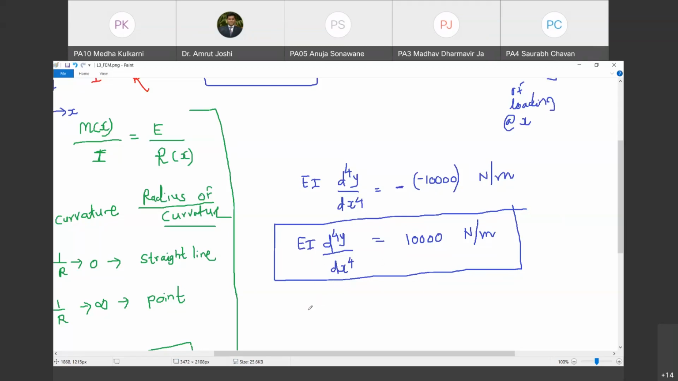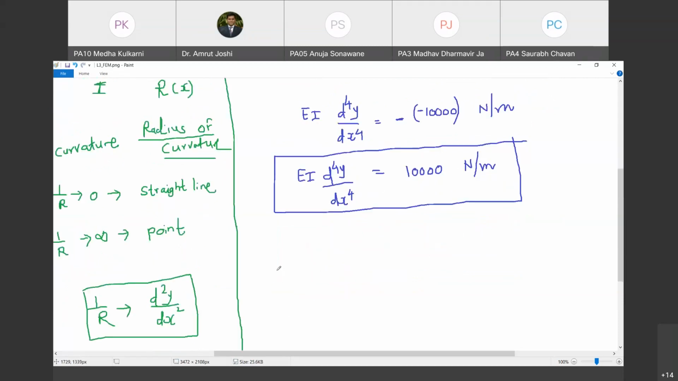Okay, so let us see how we write these boundary conditions a little later. Let us first integrate. If I integrate this equation once, what do I get? EI d cube y by dx cube. Do you agree with me? Yes, sir. Is equal to 10,000 into x plus C1.